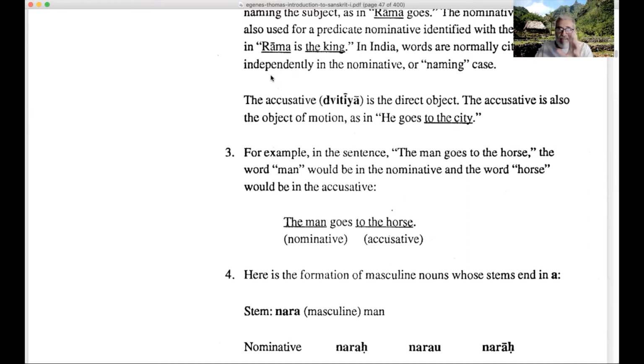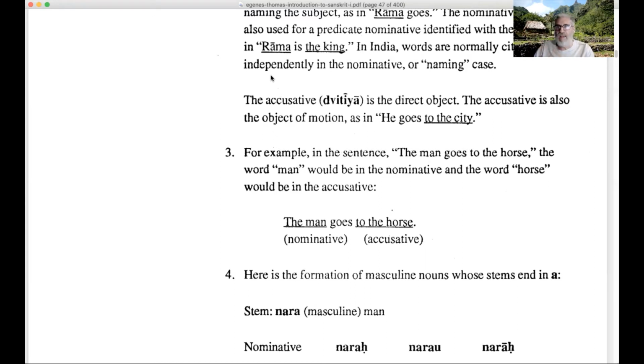So we have pratama singular, pratama dual, and pratama plural. That means we have one horse, two horses, and more than two horses. So that will be ashvaha, ashvau, ashvaha. These are the different endings. We're going to learn those in a second. Then we have the accusative case, which is the second case.